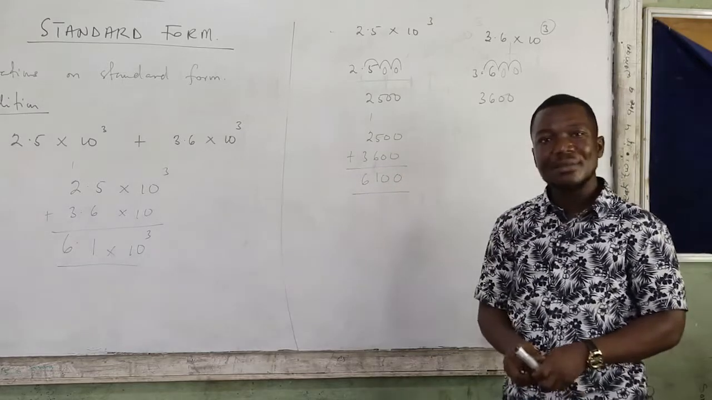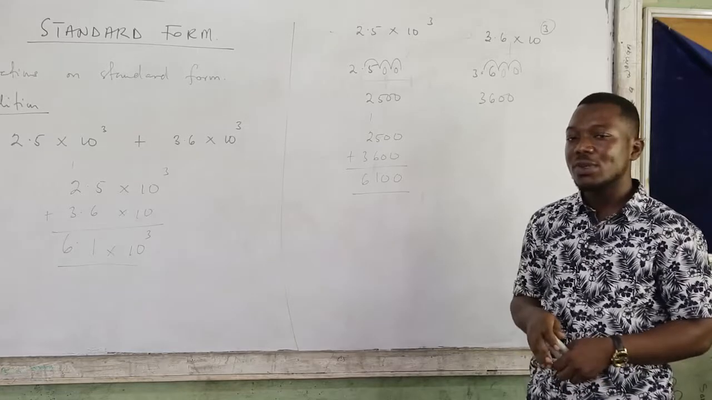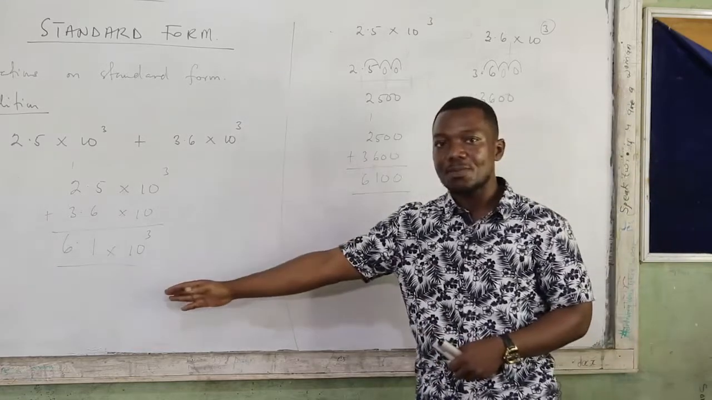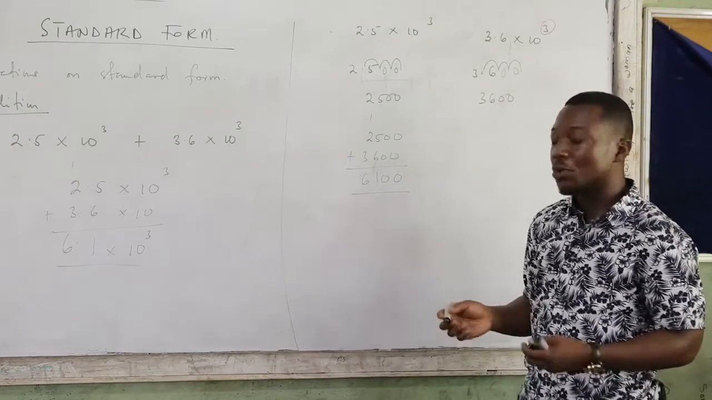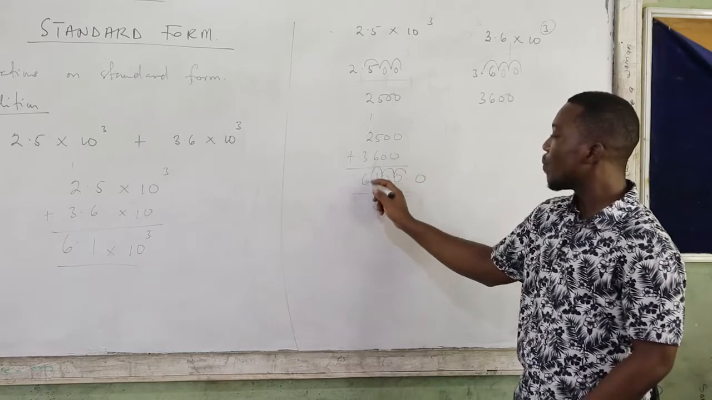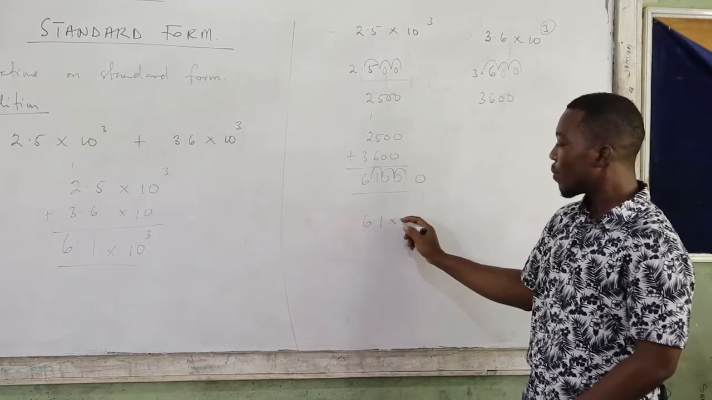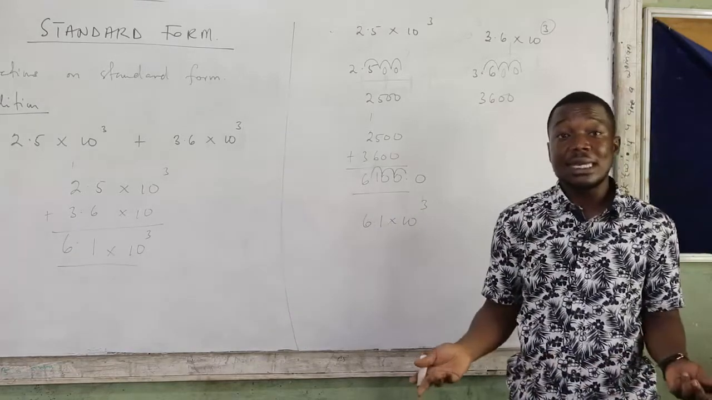Wow. Now we have 6,100. Let's convert our answer to a standard form and see if it's the same as this particular work we've done here. Now, let's introduce 0.0 because there's no point, 0.0 here, and move. Wow. So it means they are the same.